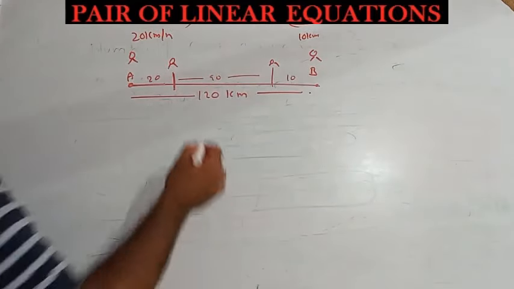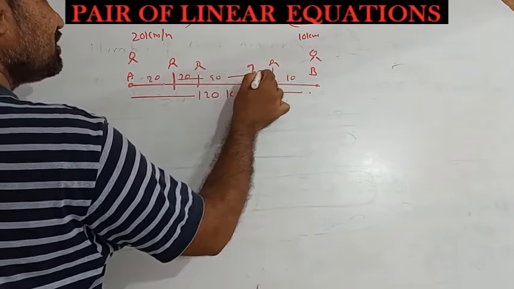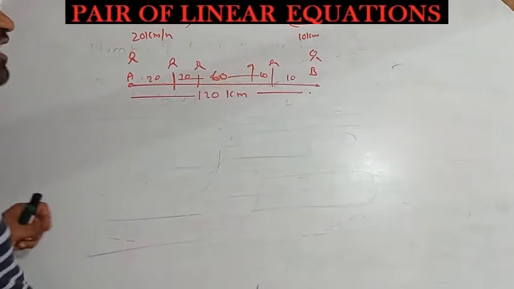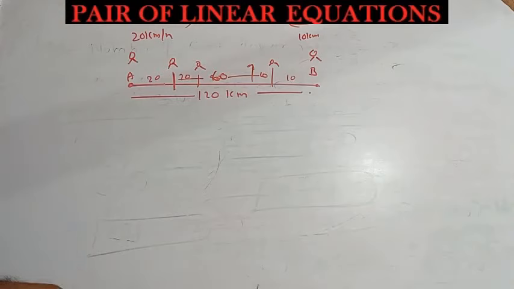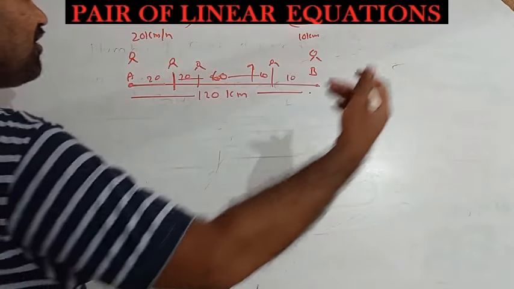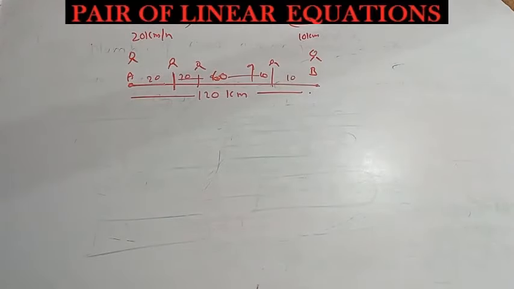So after 1 more hour, the person A will be here and B will be here. This is 20, this is 10. Again 30 will reduce, 90 minus 30 is 60. After the second hour, the distance between them is 60 kilometers. After that they will meet. So how to find this? If objects are traveling in the opposite direction, time taken by them is distance between them divided by their relative speed. Two objects approaching in the opposite direction, the sum of their speeds is taken as relative speed.